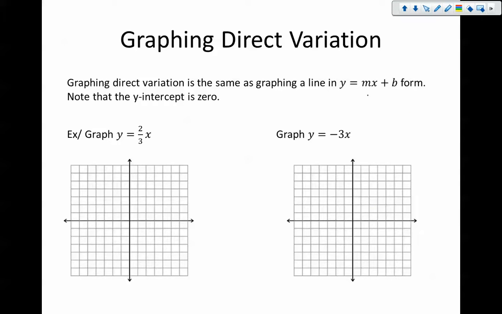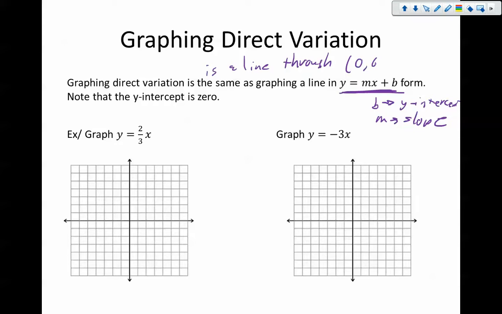Now, we learned about graphing in y equals mx plus b form in the previous video, where b is the y-intercept and the m is the slope. Now, remember, graphing direct variation is a line through 0, 0, right? The b, the y-intercept, is 0. So all we have to do to graph direct variation is put a point on 0, 0, because there's no plus something out here. It's plus 0. Y-intercept is 0.